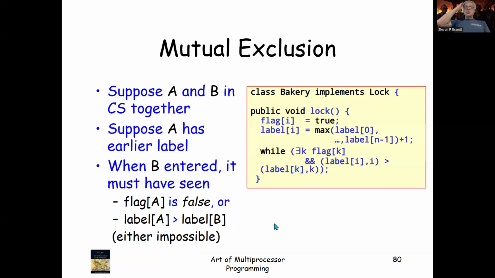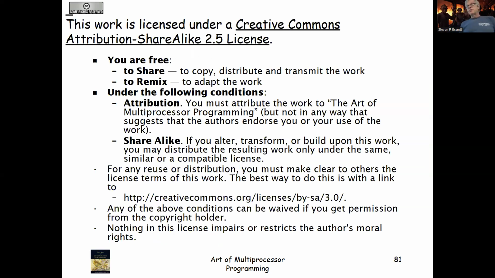Okay, mutual exclusion. Suppose A and B enter the critical section together. Suppose A has an earlier label, then B would have seen it, and therefore flag A is false or the label is the other way. So either is impossible. This is sort of our proof by contradiction logic that the slides like to do, and it helps us reason out that this will work. Any questions? All right, and that's it for chapter 2. We still have time, so I can go on to chapter 3, unless you have more questions.